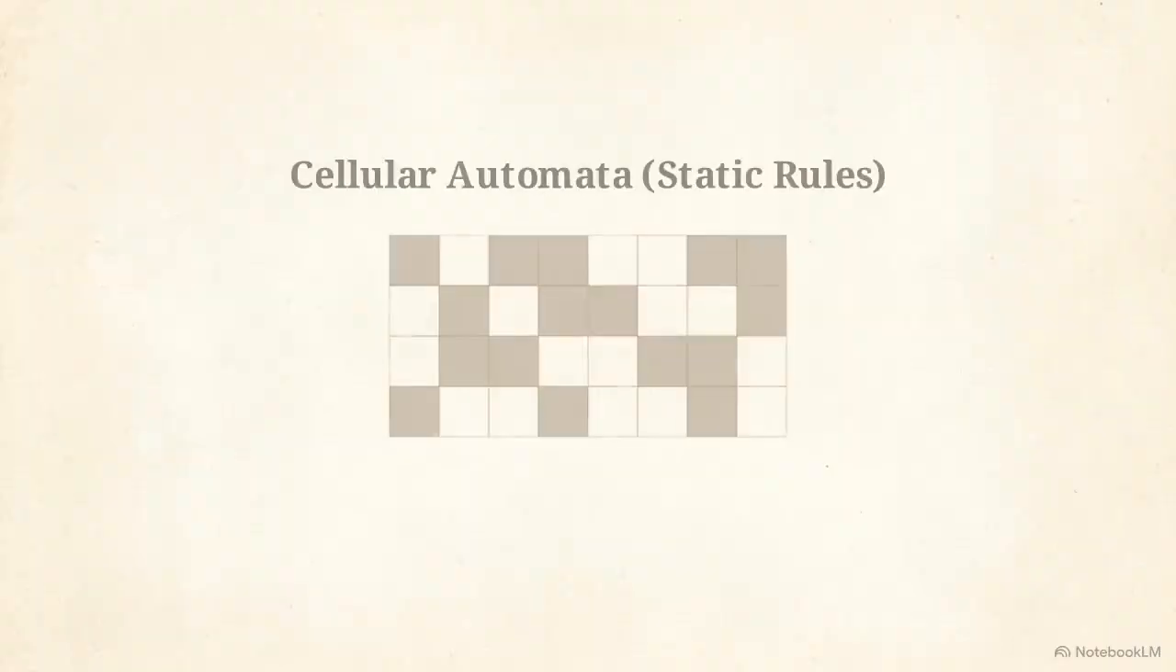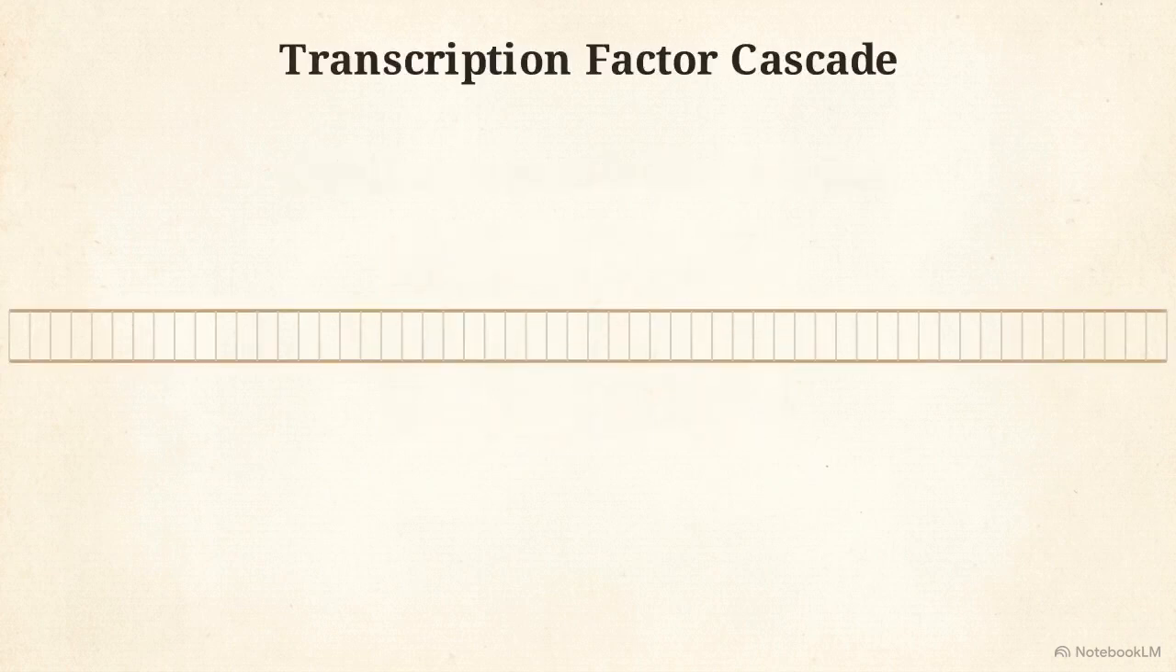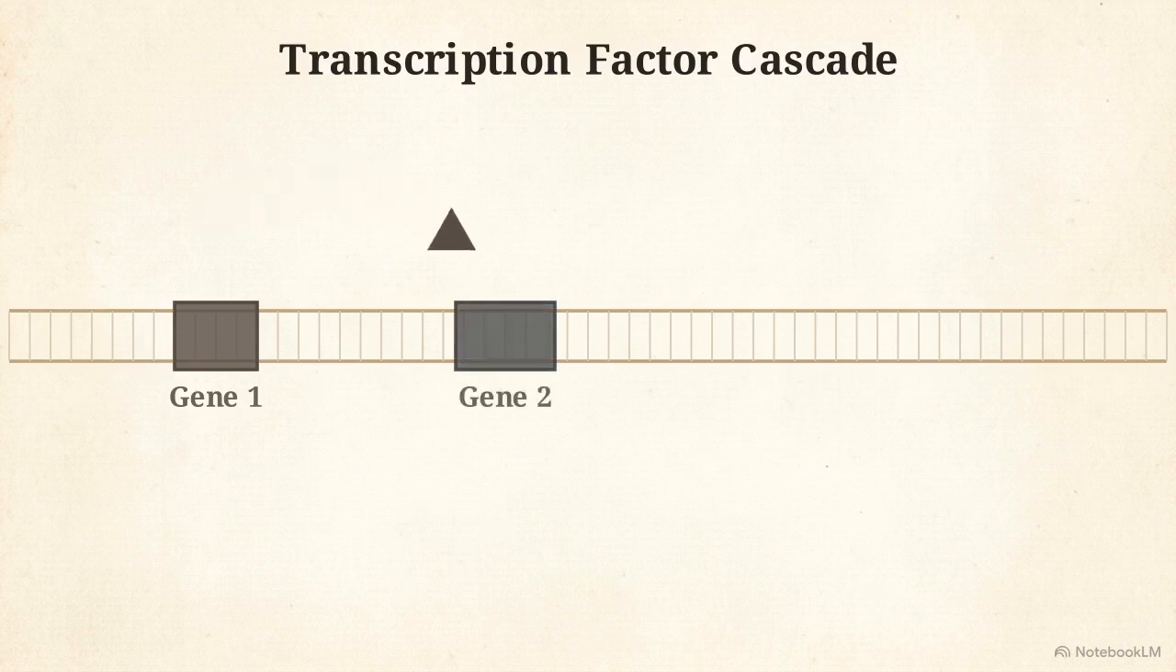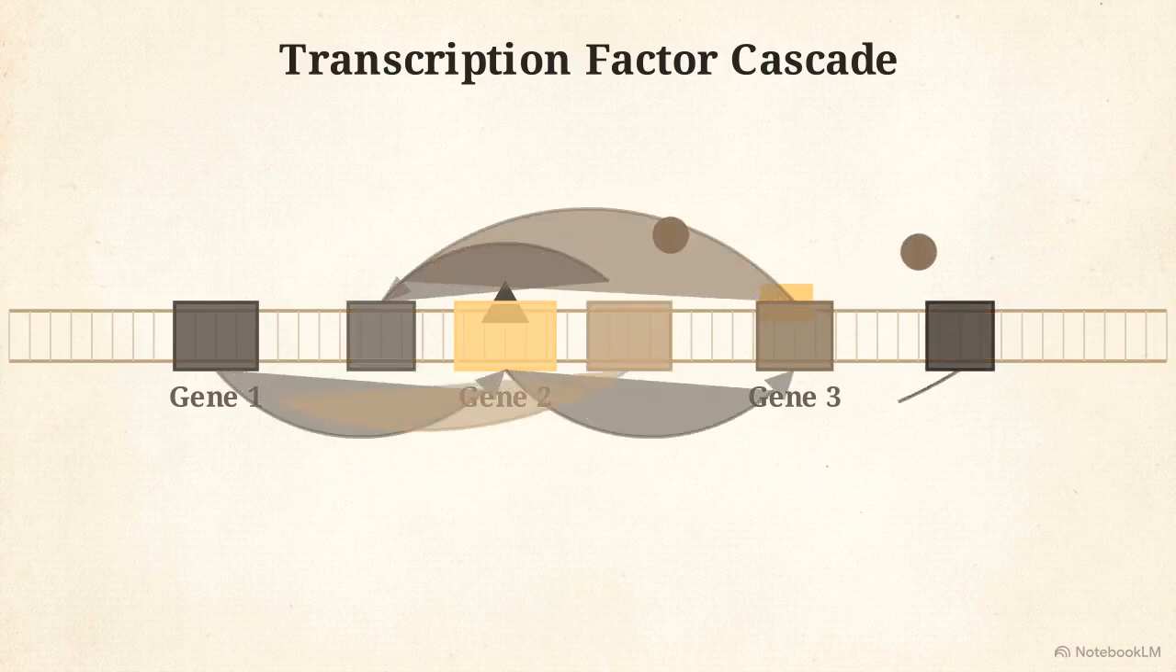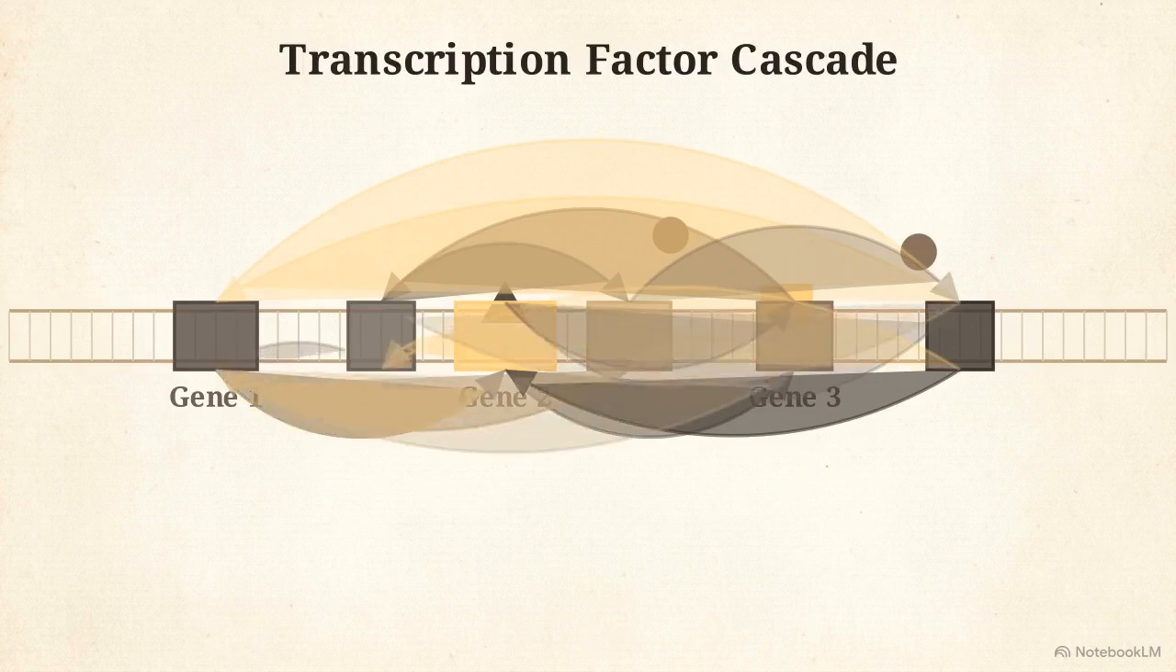Unlike cellular automata, which use the exact same math forever, biological systems dynamically update their own instructions through a process called a transcription factor cascade. Here, a specific gene is read to produce a single protein. That new protein then loops right back and binds to the DNA, triggering the activation of a completely different gene. That second gene produces a new set of proteins, which in turn activate a third. The rules constantly shift, creating a continuous, self-altering feedback loop.